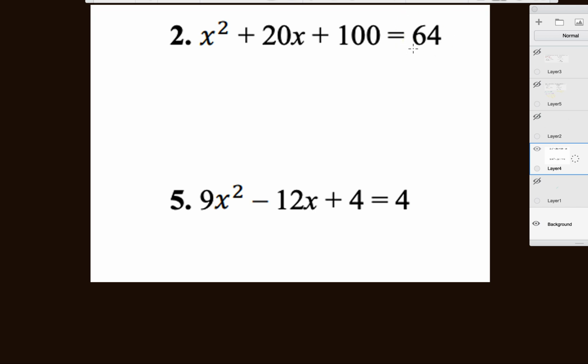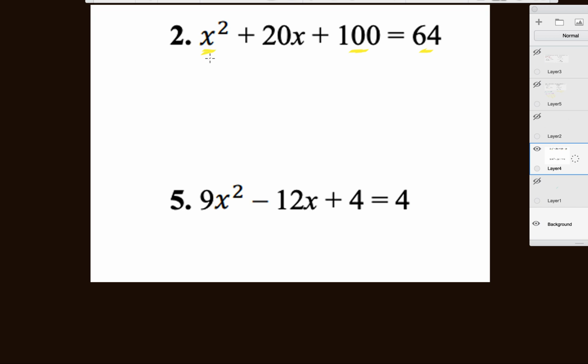What's the square root of 64? The square root of 64 is 8. So this, and this. They're all perfect squares. So I'm going to do a little bit of math, and I'm going to go ahead and take the square root of these guys.